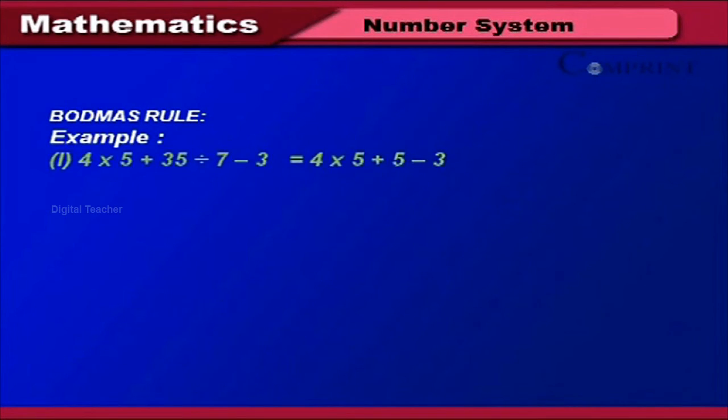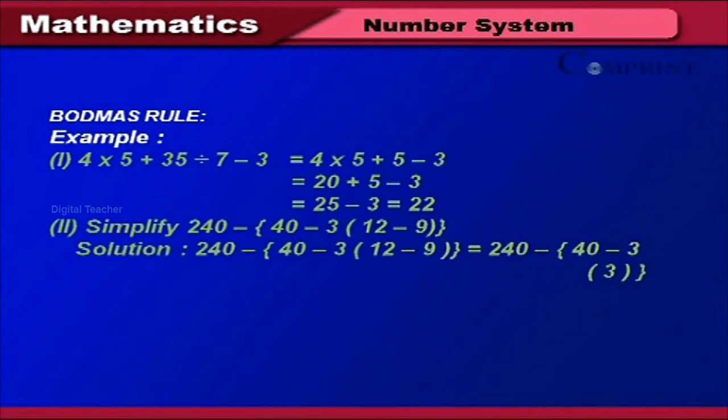BODMAS rule. Examples: 4 into 5 plus 35 divided by 7 minus 3 is equal to 4 into 5 plus 5 minus 3 is equal to 20 plus 5 minus 3 is equal to 25 minus 3 is equal to 22. Simplify 240 minus 40 minus 3 into 12 minus 9.